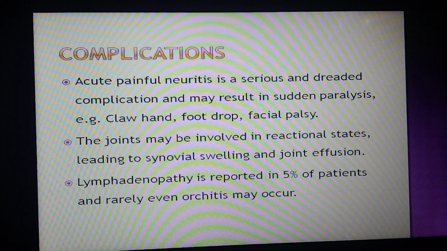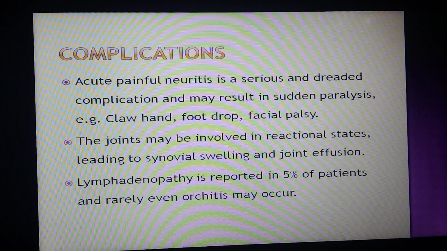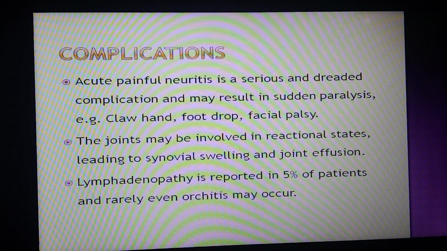The joints may be involved in the reactional states, leading to synovial swelling and even to joint effusions. Lymphadenopathy is reported in 5% of patients and rarely even orchitis may occur. This is what we call complications in the case of leprosy.